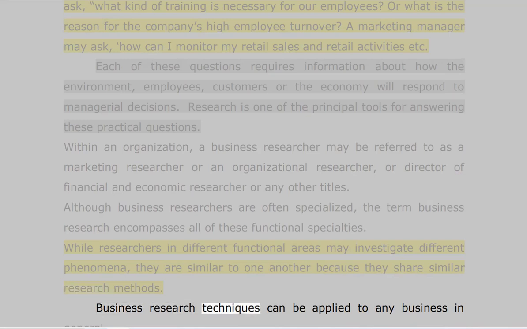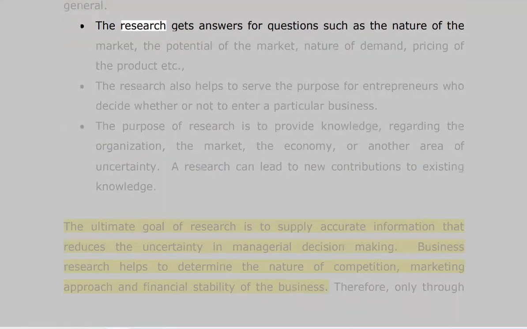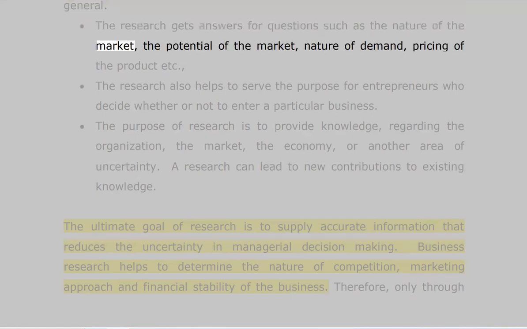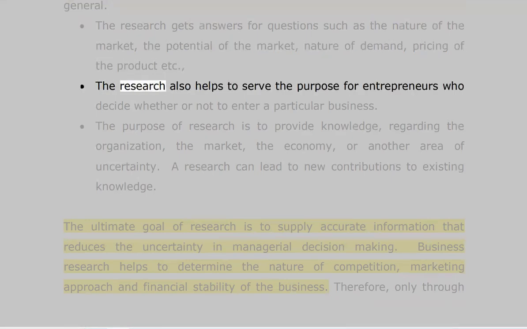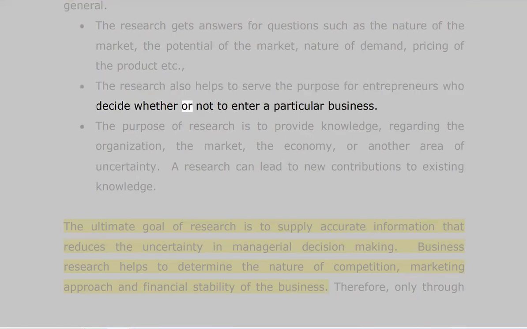Business research techniques can be applied to any business in general. The research gets answers for questions such as the nature of the market, the potential of the market, nature of demand, pricing of the product, etc. The research also helps to serve the purpose for entrepreneurs who decide whether or not to enter a particular business.